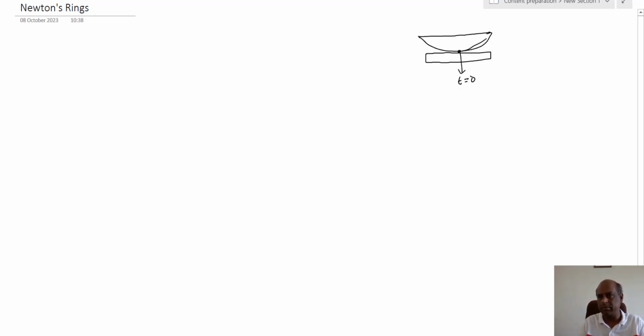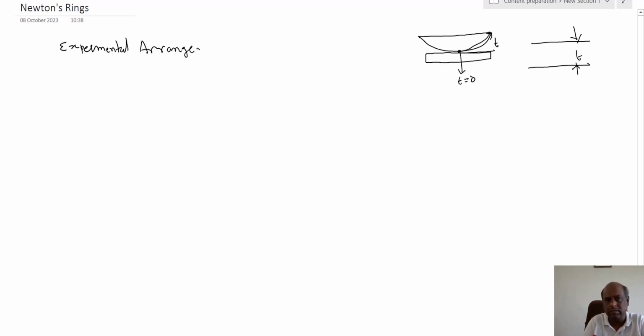As we move away from the center, its thickness is gradually increasing. Whereas in the interference in films, the thickness t is always going to remain constant. So that's why Newton's rings are also a special case of interference in thin films of non-uniform thickness. So let us try to understand the experimental arrangement to obtain Newton's rings.